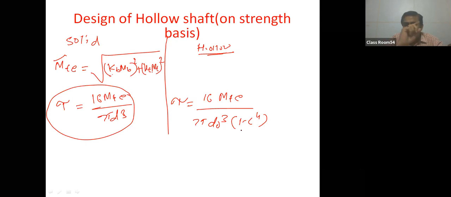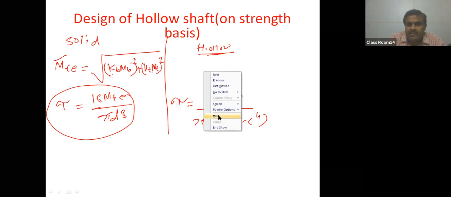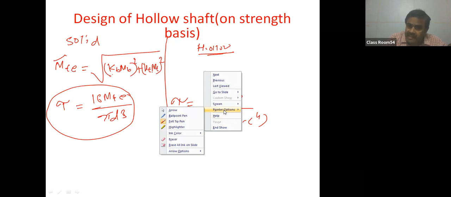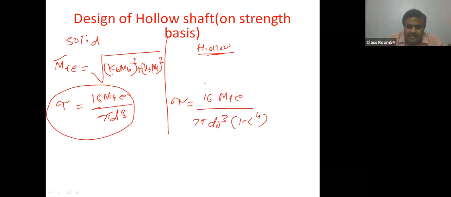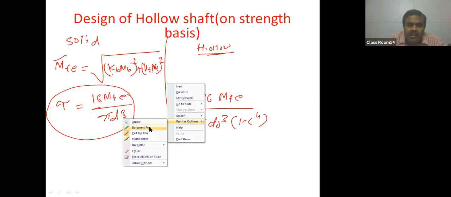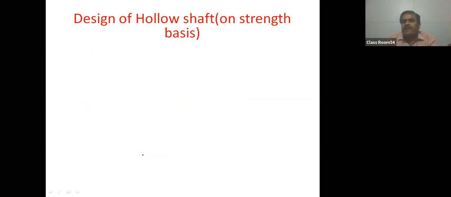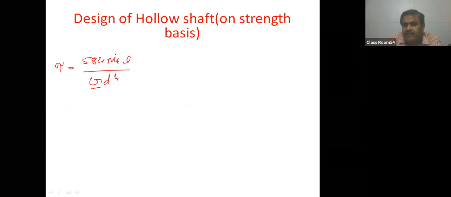Now I am coming to the torsional rigidity case. So for the torsional rigidity, what are the differences in the design of the solid shaft and the hollow shaft? Again, you will find there is a little change only. So I am coming to design according to torsional rigidity. As per the torsional rigidity, we have the formula tau equal to 584 MTL divided by G D4. G is the modulus of rigidity, D is the diameter of the solid shaft, MT is the torque, L is the length of the shaft. So this formula we were using for the solid shaft.